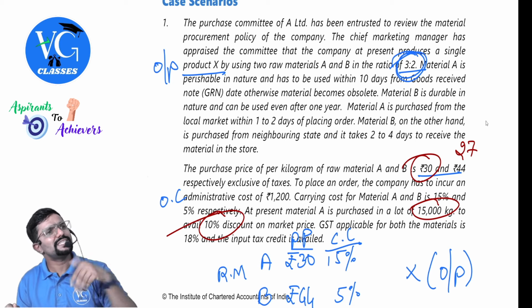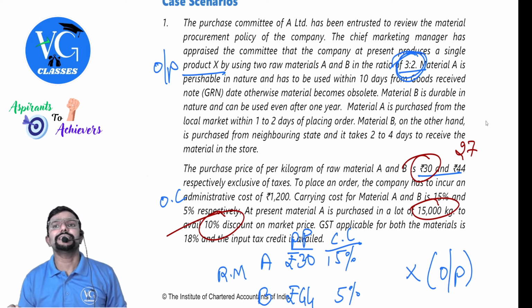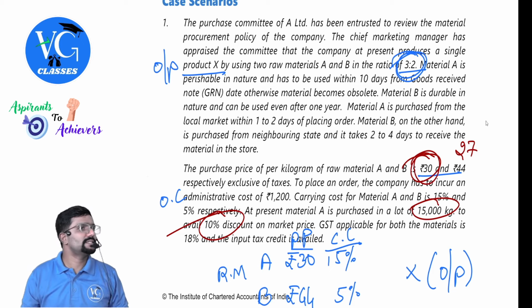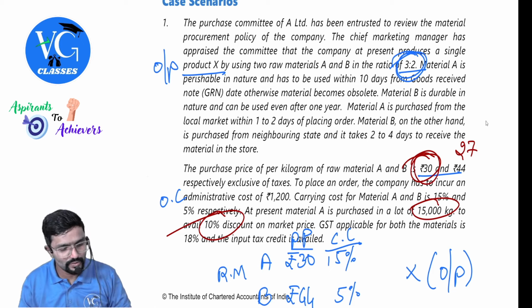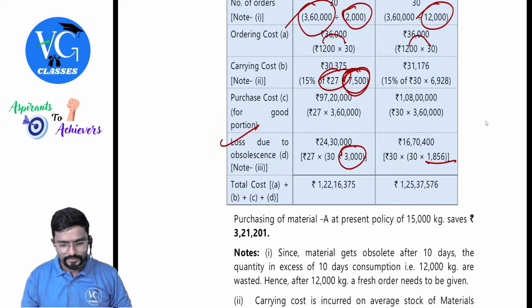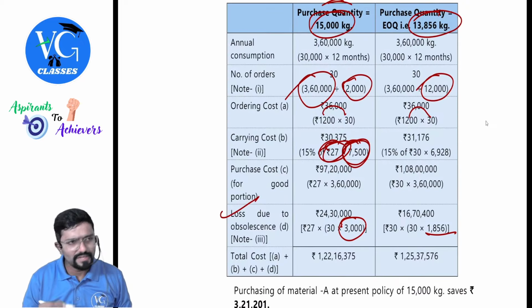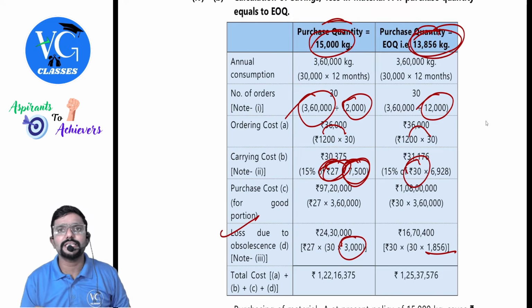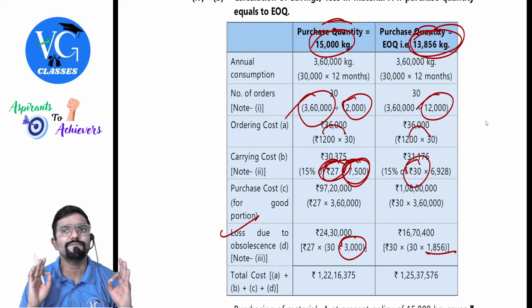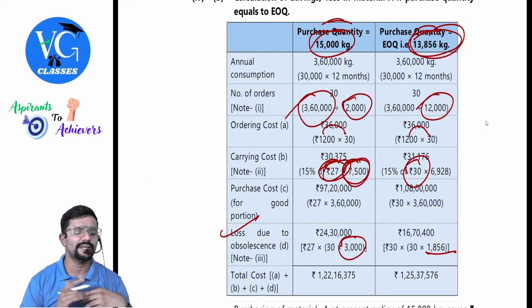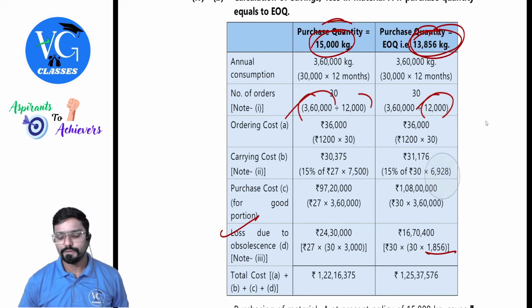Okay, sir. But if I am purchasing less than 15,000 units, what would be the price? 30 rupees itself, guys. Okay, sir. So here it is 27, which is after 10% discount, whereas here it is 30. Why, sir? Because I am purchasing 13,856 kgs per time, less than 15,000, so I will not get the discount, guys.